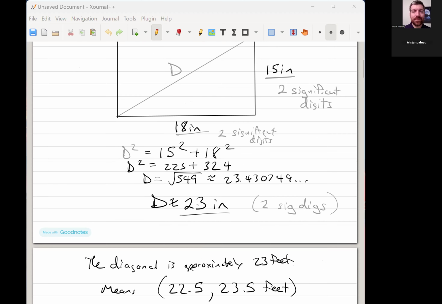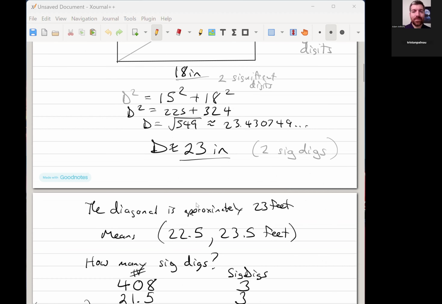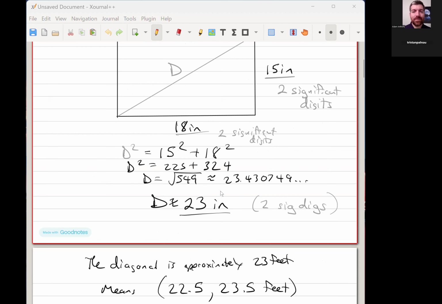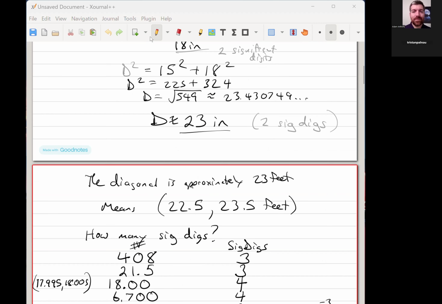So the diagonal is approximately 23 feet. And that doesn't mean, of course, that the diagonal is exactly 20 feet, sorry, inches. Wow. How did I miss that? Oh, inches.